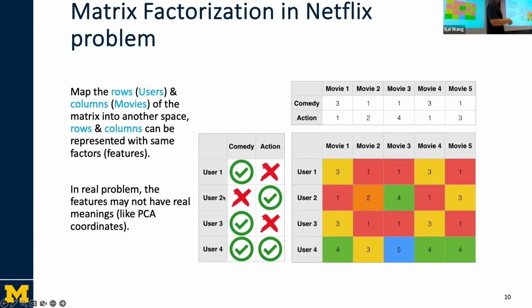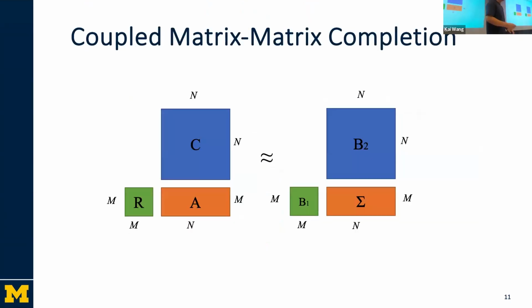In a real problem, those two decomposed matrices probably do not have real meanings, like the coordinates in PCA. So here we actually have a new algorithm called coupled matrix completion. The traditional way is that you only use this partial matrix, which is A here, and break it down into two matrices, then do the calculation.